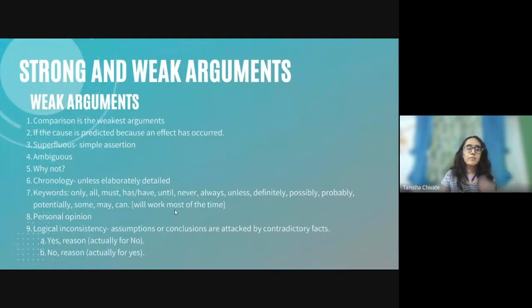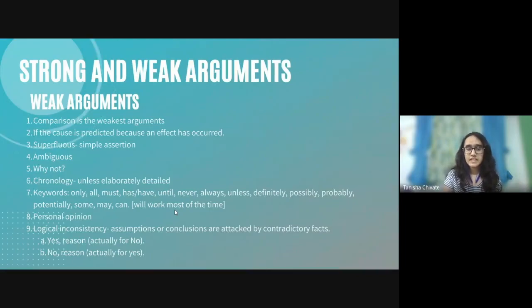Weak arguments. Now, comparison is the weakest argument. You need to understand this. A lot of people mark comparisons, like for example, the one I'd given at the start of the session. India should have a female prime minister because the New Zealand government is led by a female prime minister and is more efficient. That is a weak argument. Why? Because just because it works in New Zealand or some other part of the world doesn't mean it's going to work in India.